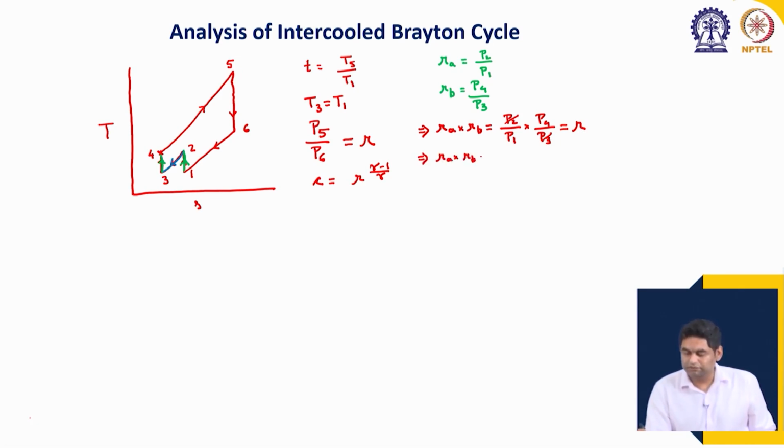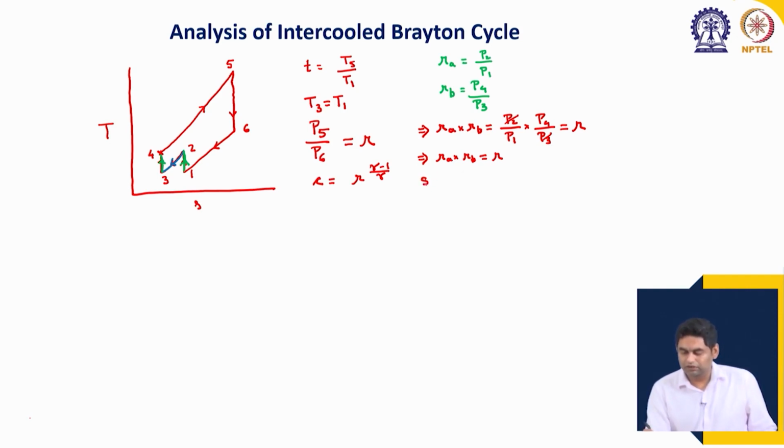So, this is similar to the case of reheating or reheated Brayton cycle, but in that case the pressure ratios were defined for the turbines, two turbine expansion processes. Here the two pressure ratios are defined for the two compressor processes, two compression processes done in the low pressure and high pressure compressor. So, corresponding values of C also can be defined.